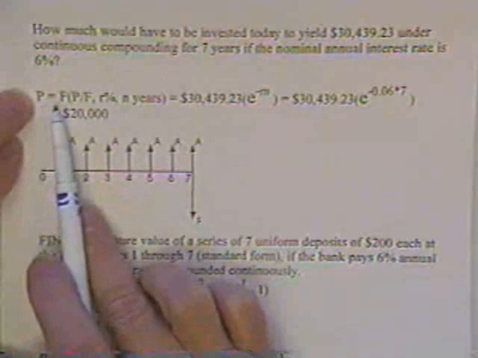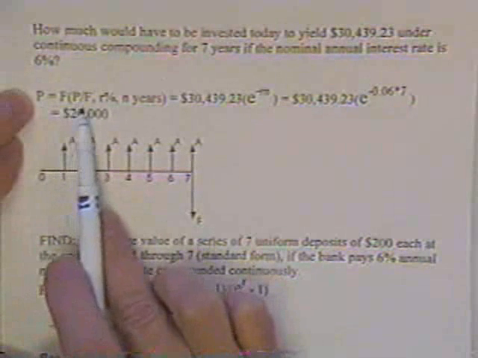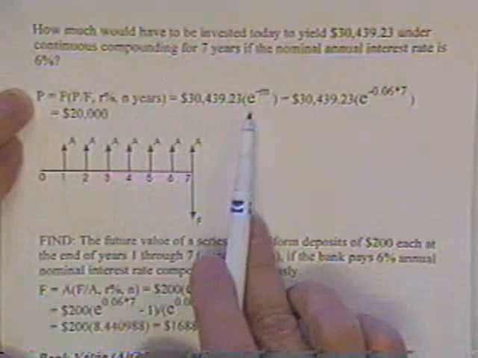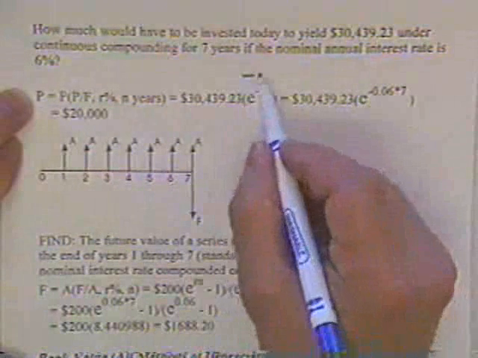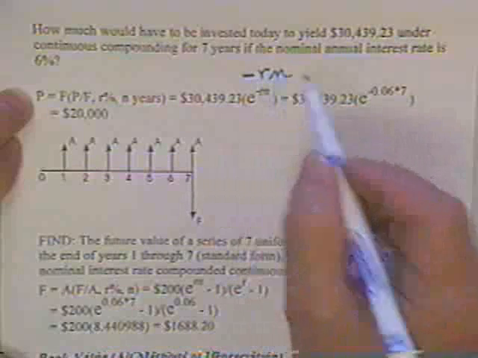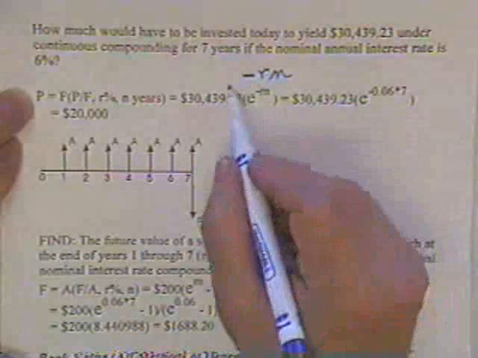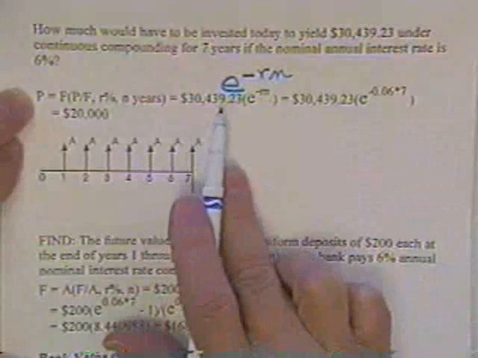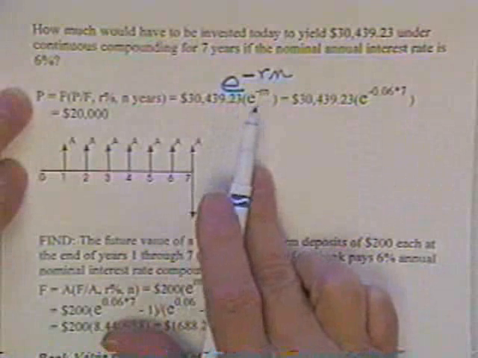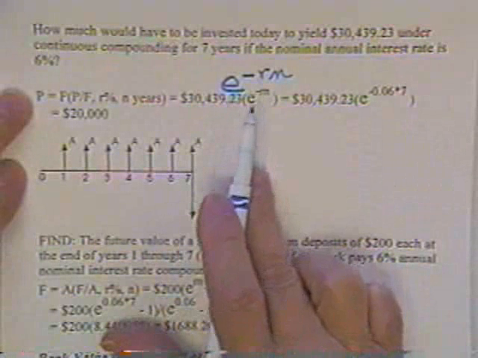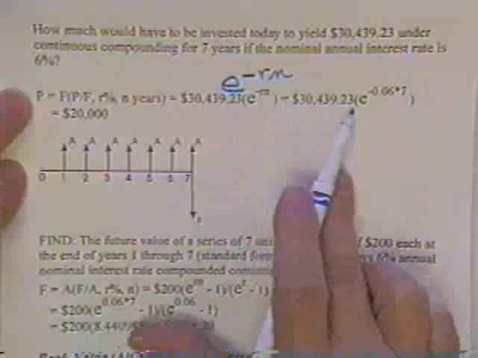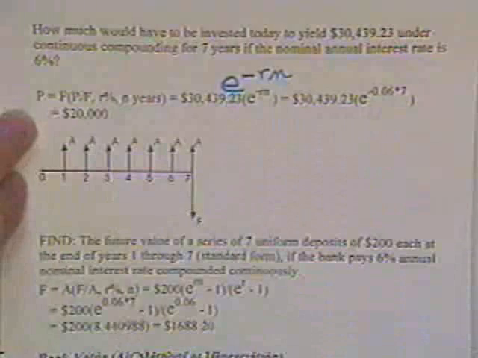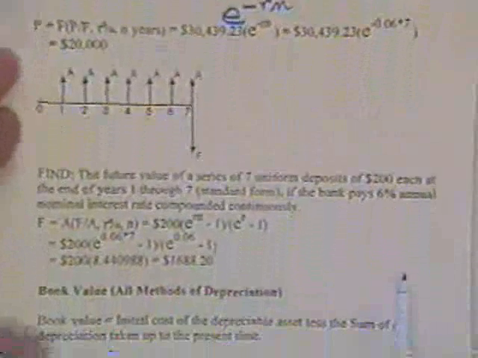The present value is equal to F times P over F, R%, N years. You do it by e to the minus Rn, in case that's a little hard to read. e to the minus Rn is $30,439.23 multiplied times e raised to the minus Rn. There's the minus 0.06, there's 7, and that is $20,000, as it ought to be.